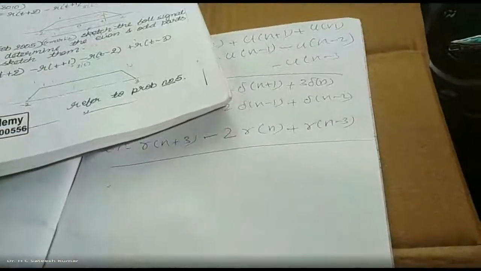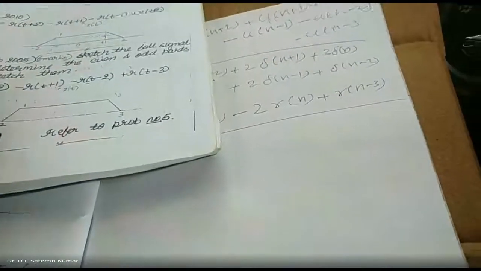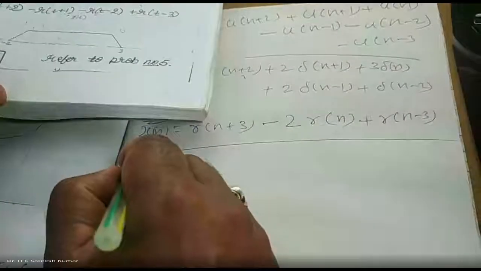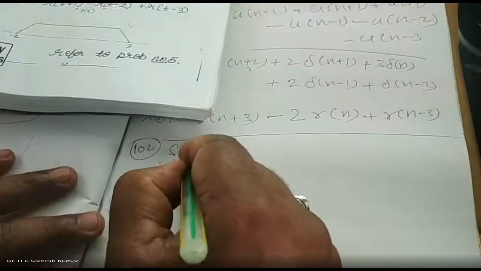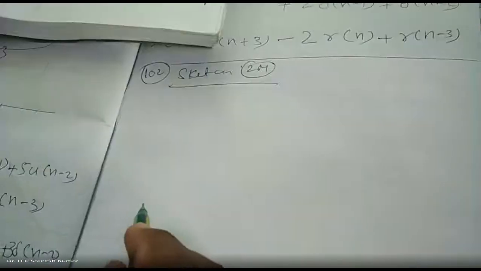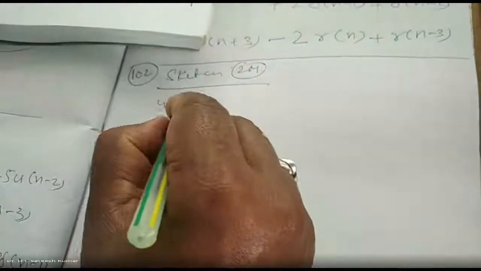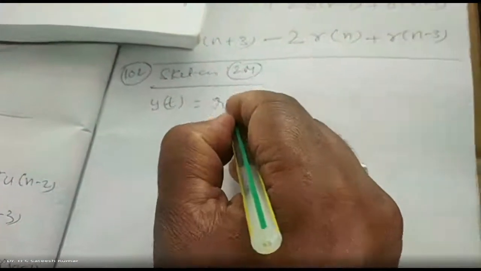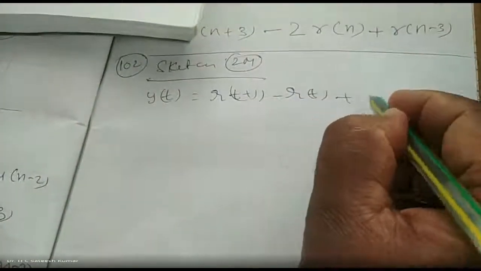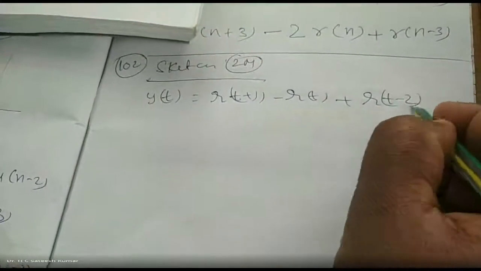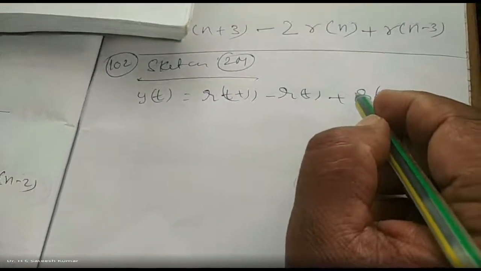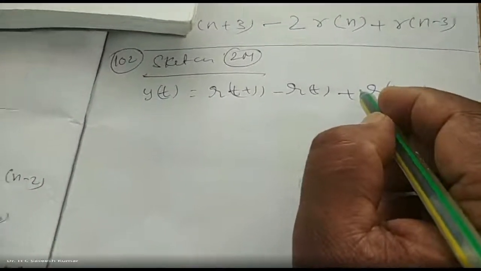Okay, right. The question was like this. Sketch the following signals. Only 2 marks for this one. Don't expect 10 marks and all, right? Y of t is equal to R of t plus 1 minus R of t plus R of t minus 2. This was a question which was asked in one of the papers. Of course, this problem is taken from your prescribed textbook, Simon Haykin.